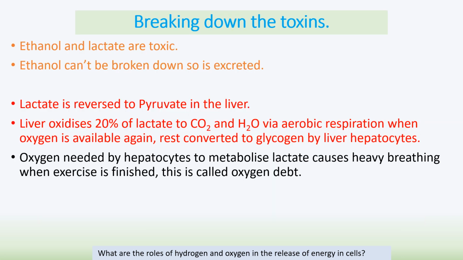As I said, ethanol and lactate are toxic, so we need to break them down if possible. But ethanol can't actually be broken down, so it's simply excreted, and that's how we gain ethanol from yeast or plants. Lactate is reversed back to pyruvate in the liver, and the liver oxidizes 20% of it to carbon dioxide and water using aerobic respiration. When oxygen is available again, the rest can be converted to glycogen for storage for later use in respiration. Oxygen is needed by the hepatocytes to metabolize lactate, and that is why you have oxygen debt.